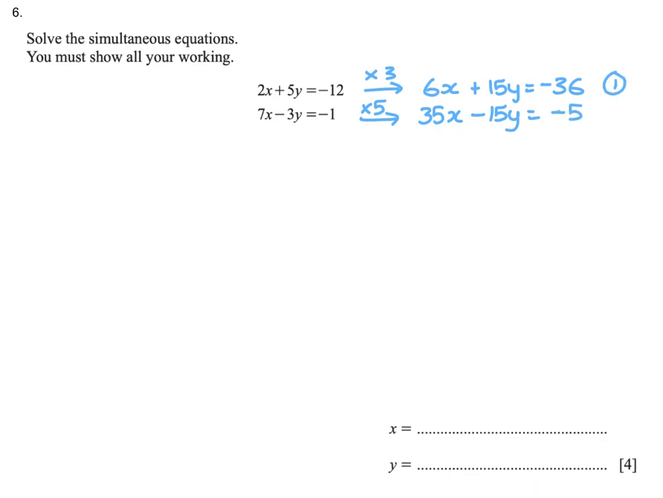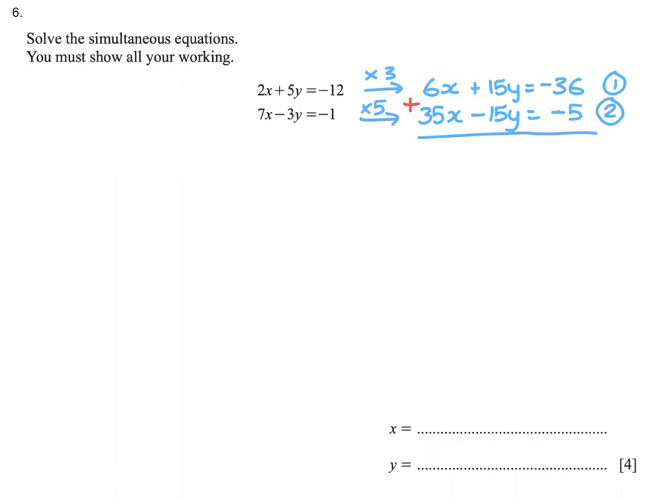So I've got equation 1 and equation 2. And now the y coefficients are the same, which means that I can eliminate them. In this particular question, I'm going to have to add my 2 equations together, because I've got different signs there for the 15 where the coefficients are the same. So I'm going to add together my 2 equations.